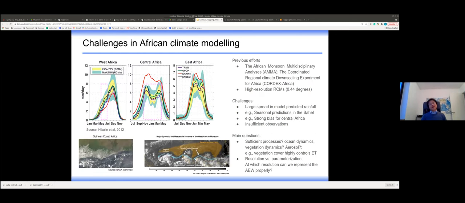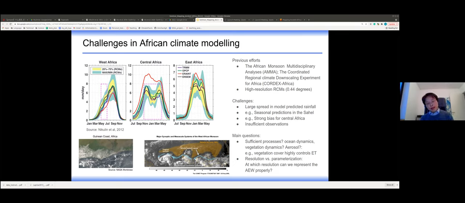So modeling the African climate system is a challenging task. We have had several large efforts previously, including the so-called Coordinated Regional Downscaling Experiment, one of which is CORDEX Africa, which is very recent. Further back we have AMMA, the African Monsoon Multidisciplinary Analysis. The idea of this project is to look at how well our models can reproduce the synoptic or mesoscale features of the climate.